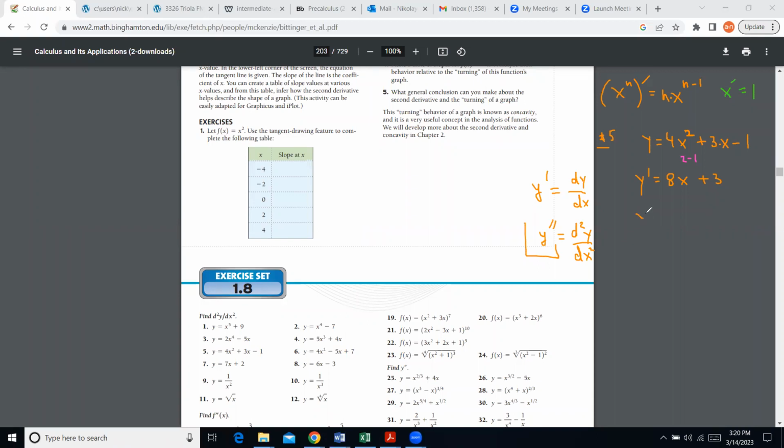So if you take another derivative of the y prime, then all you get is just number 8. And that's what exercise number 5 is asking us about. Find the second derivative. So there we go. We found that second derivative.